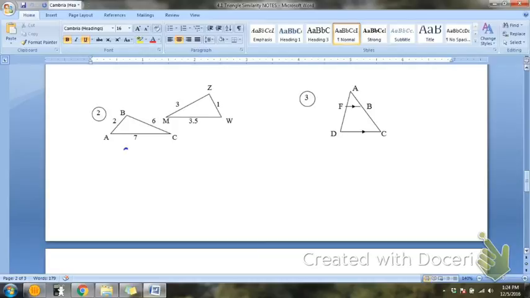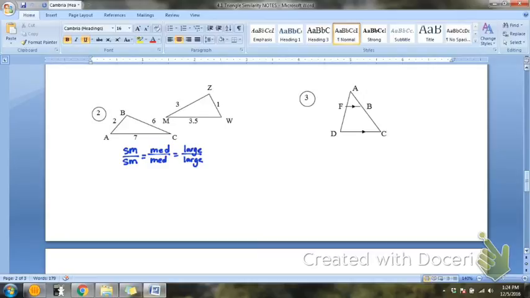Excellent. Small goes with the small. Medium goes with medium. Large goes with large. Okay, I want you to take a minute and set it up. I'm going to pause the video so you can pause the video if you're watching this and set up your proportions.